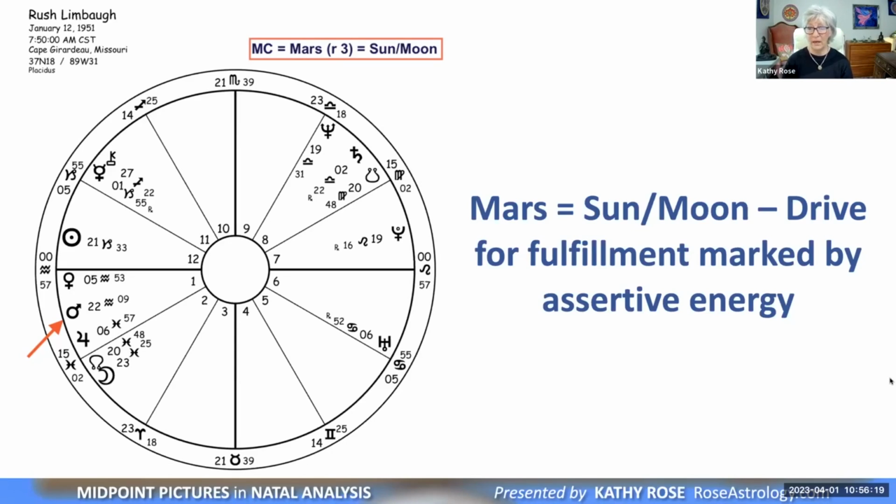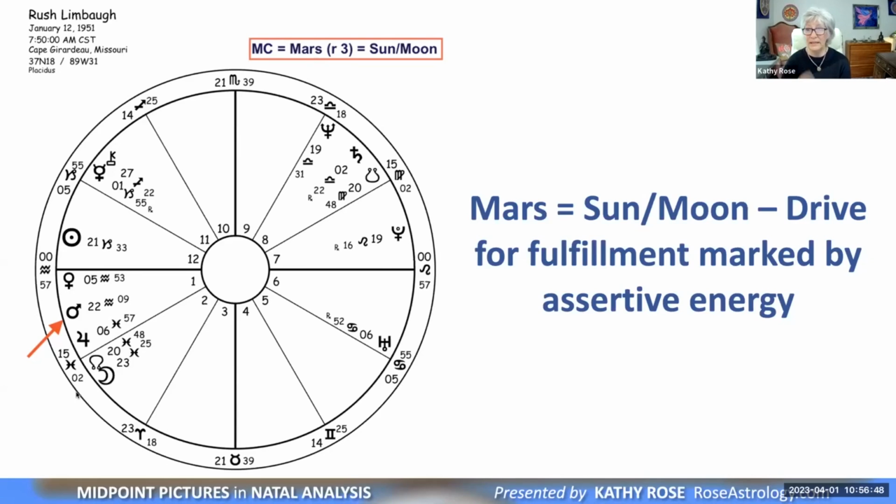Now, you may or may not like what he had to say, but it clearly, perfectly illustrates Mars equals sun moon, the drive or the core needs connected to assertive energy or competition. It can be also athletic energy in some cases. So I put a little red arrow where Mars is to allow you to see it's the halfway point between sun moon.